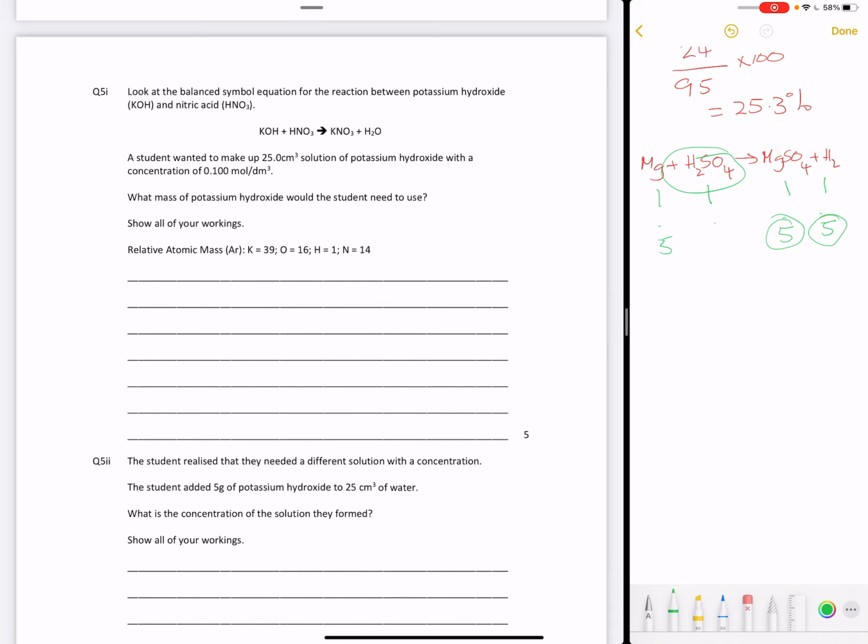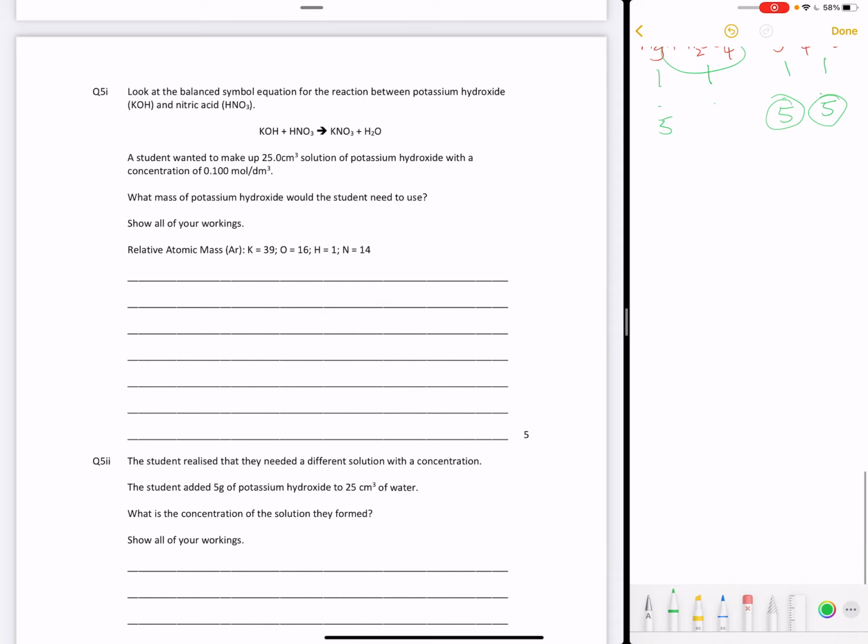Question 5. Look at the balanced symbol equation for the reaction between potassium hydroxide and nitric acid, and it's balanced. A student wants to make up 25 centimetre cubed of solution of potassium hydroxide with a concentration of 0.1 moles per litre. So what mass of potassium hydroxide will the student need to use? Worth 5 marks. So pause your video here and have a go.